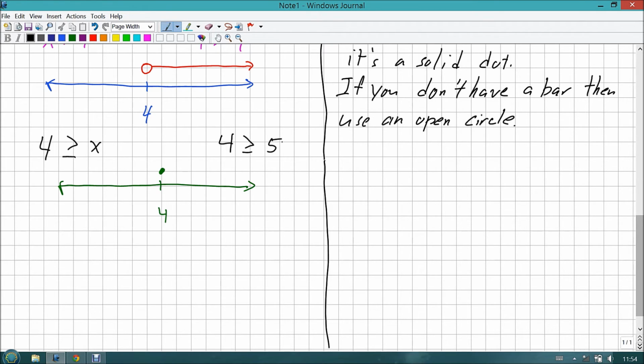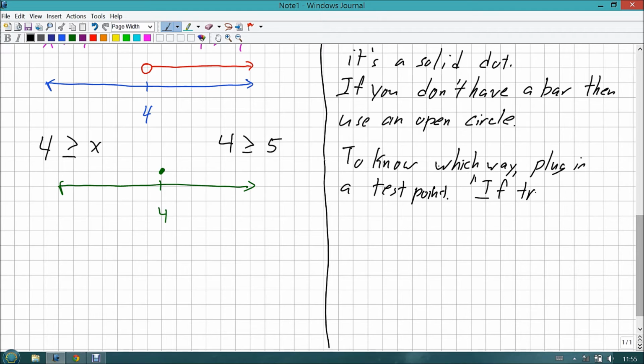Now, is this a true statement? No, it is not a true statement. So, to know which way you're going, plug in a test point. And for this one, it's a really easy saying. If true, then through. If false, flee.